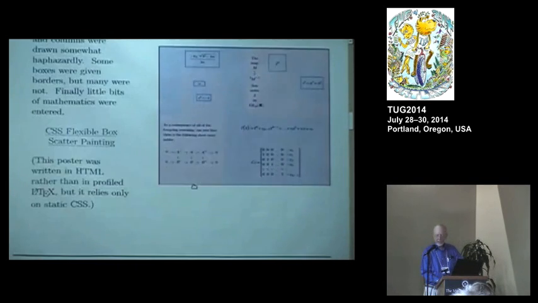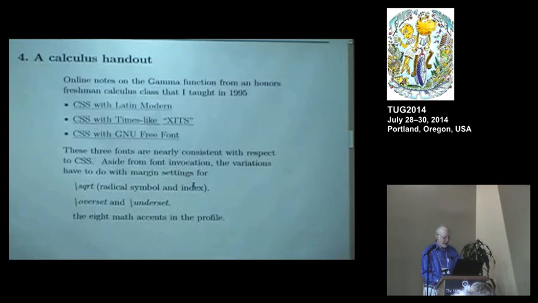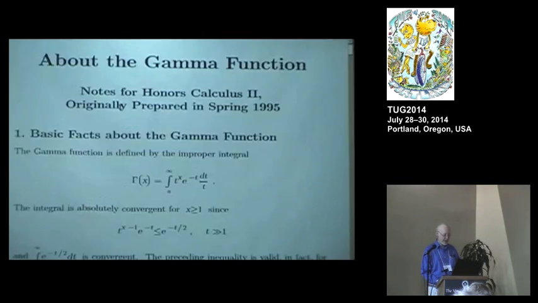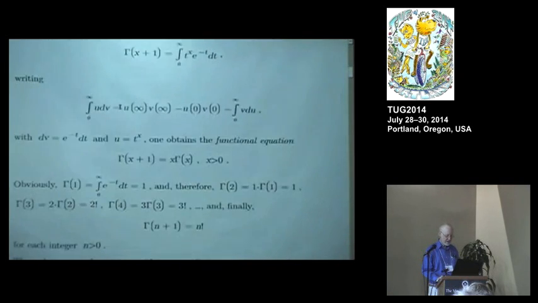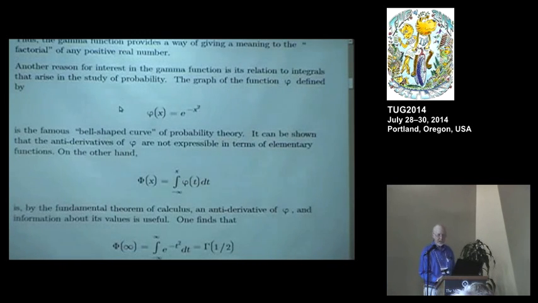So we've seen the poster. So here's an example. This is a calculus handout from 1995. And I'll show you the Latin Modern. And now, if you look carefully, there is some edginess in the alignment. And more specifically, the edginess in the alignment comes up when I'm using flexible boxes, CSS Flexible Boxes.